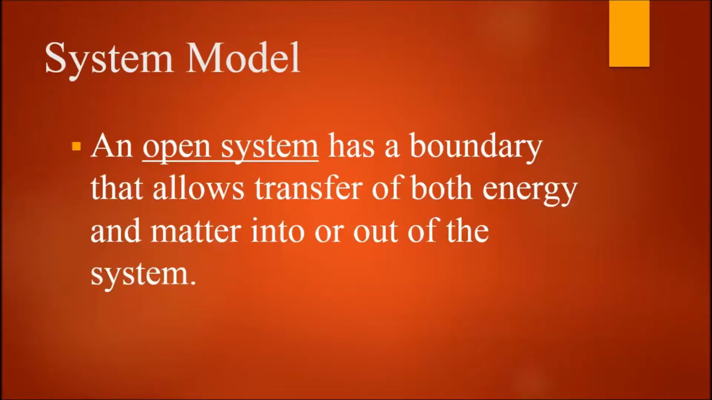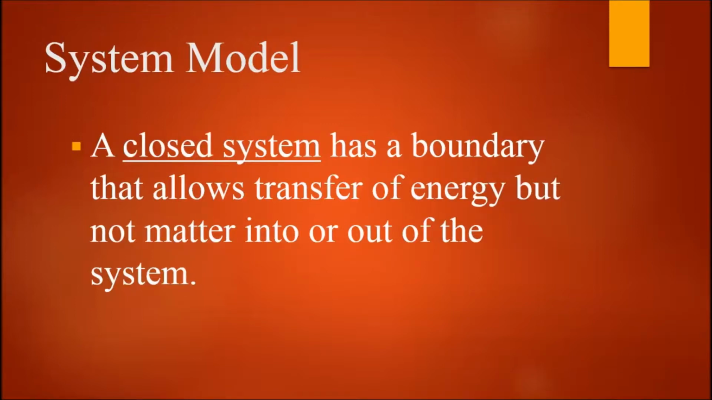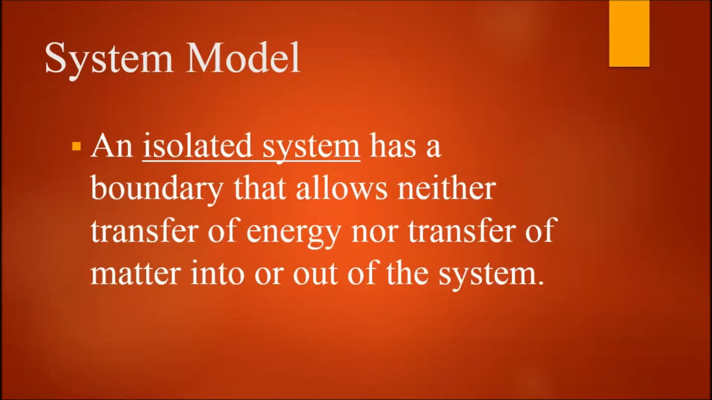This is an example of an open system. An open system has a boundary that allows transfer of both energy and matter, in the form of particles, into or out of the system. A closed system has a boundary that allows transfer of energy, but not matter, into or out of the system. While an isolated system has a boundary that allows neither transfer of energy nor transfer of matter into or out of the system.